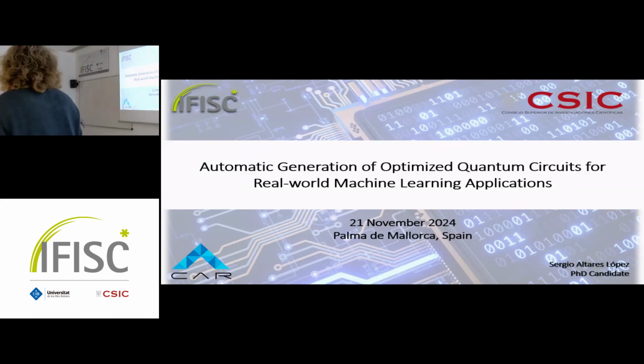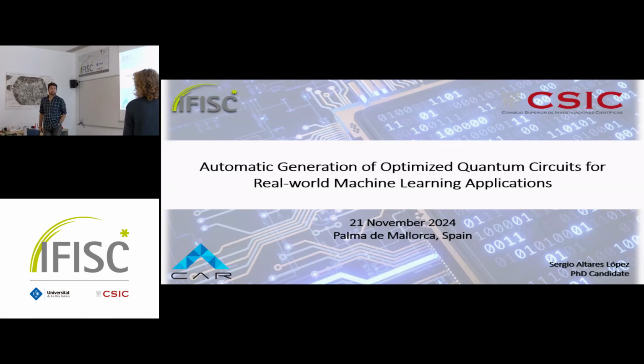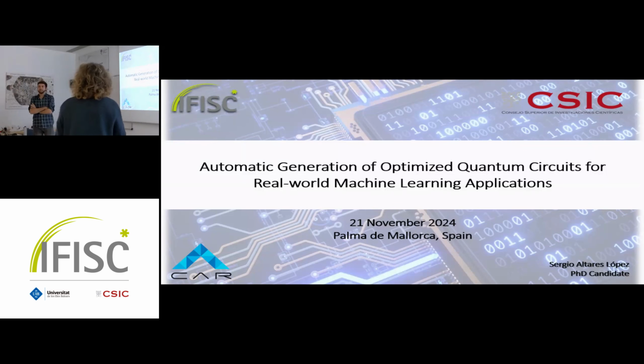The presentation of today by Sergio Antares is connected to a visit of 2 weeks he's doing here at the FISC. He's a student at the CAI Institute, the Center of Automatization. Yeah, it's automatic robotics, exactly. He's practically finished his PhD, but still in the independent PhD. He's supervised by Angela Ribeiro and Franco Rippon. And today he's presenting his work on automatic generation of optimized quantum circuits for real-world machine learning.